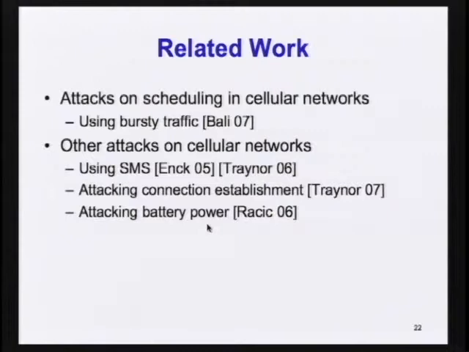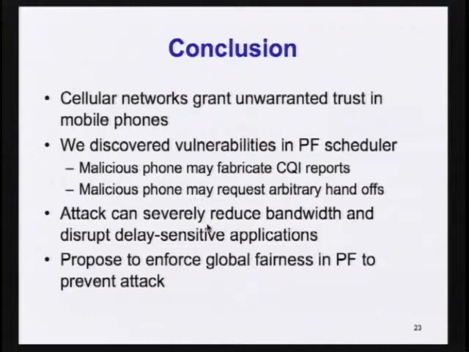Okay, so in conclusion, we think that a fundamental flaw in the design of the cellular networks is that they grant unwarranted trust to mobile devices. And we discovered two particular vulnerabilities in the proportional fair scheduler. One is that malicious cell phones can report fake channel quality information. The other is that the malicious cell phones can request handover, and when they do handover, their average throughput is not carried over with them.